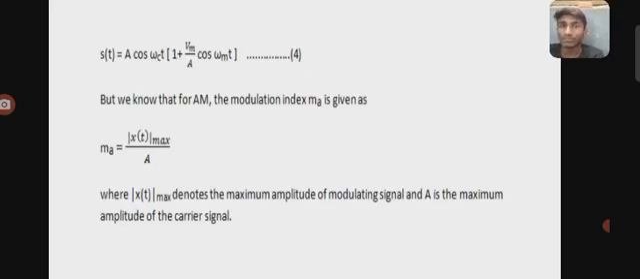So by doing some calculation, we get s of t as equation 4. From the above we get the modulation index in amplitude modulation, which is given by the maximum amplitude of the signal to the amplitude of the carrier. Here the maximum amplitude of the signal is denoted by x of t max, divided by A, which is known as the amplitude modulation index.